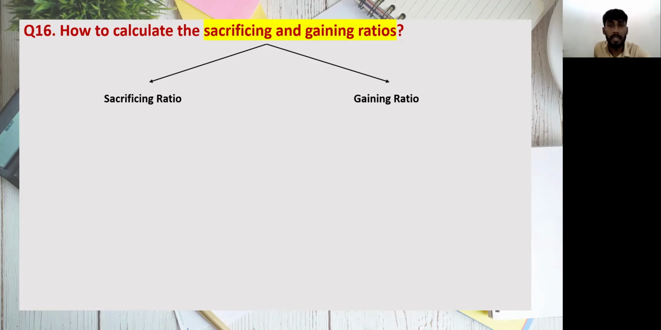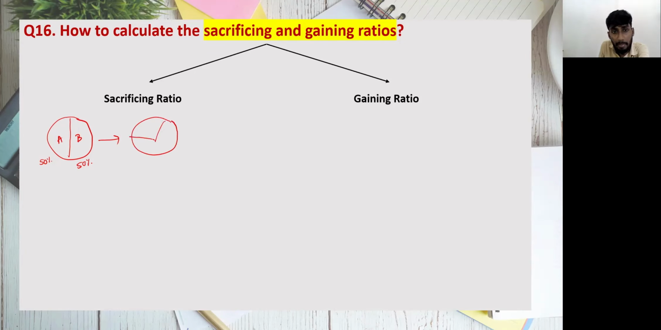First of all, let me explain the simplest rationale behind this. Then we will go for the calculations. Okay. Sacrificing ratio. Sacrificing means what? We are giving up. Now, earlier, think A and B partners were here. They shared the profit 50-50. Okay. Now, a new partner comes in.